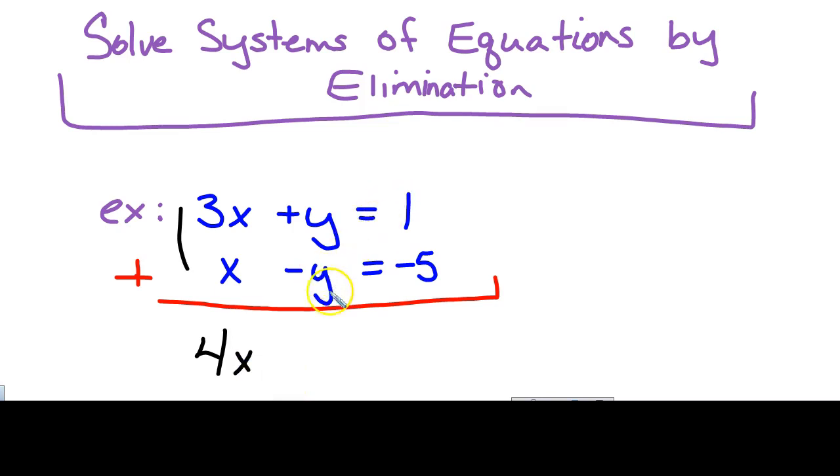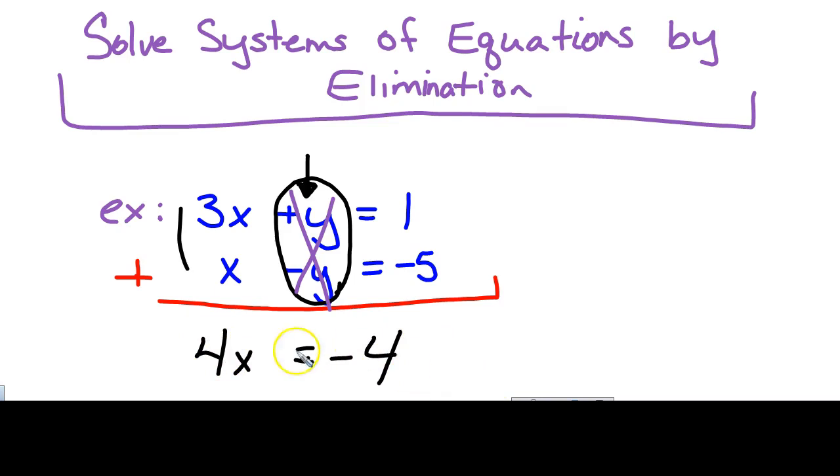Now the reason it's called elimination is because before we do that, we make sure that one of the variables goes away. So one of the variables is going to end up canceling out or being eliminated. In this case, we have a positive y and a negative y. The y's get eliminated from the entire equation when we're adding these two linear equations. And we get 4x is equal to 1 minus 5, negative 4.